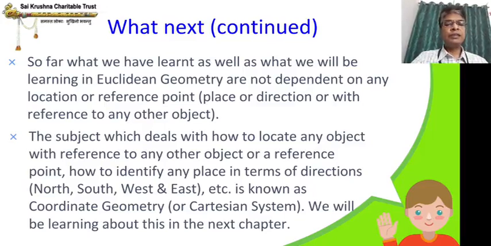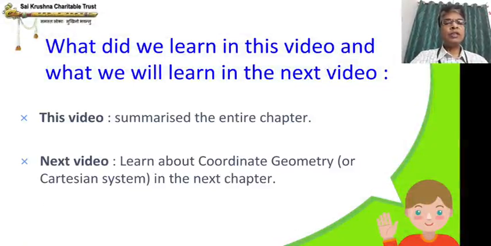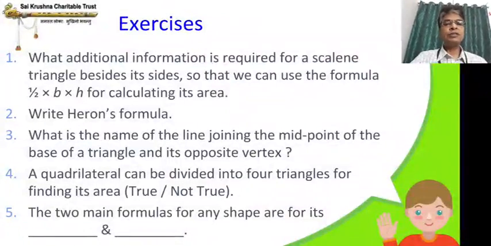We will be learning about this in the next chapter. Before we go to further chapters of Euclidean geometry, we will also be learning about this Cartesian system or coordinate geometry, so that we will be fully thorough in the entire geometry chapters. This we will be learning in the next chapter. So we summarize the entire chapter in this video. There are a few questions, 5 questions. Note down all the points, all these questions, and then move to the next page.